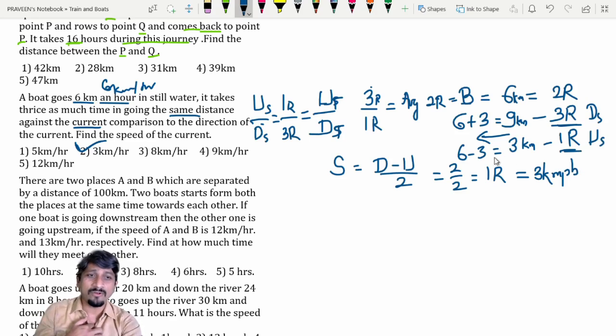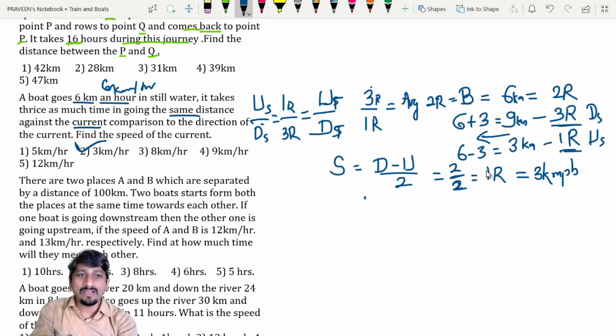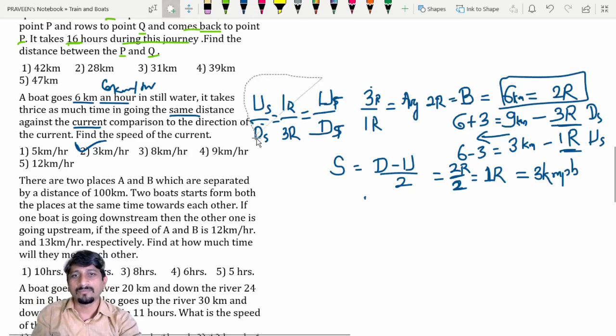So now what you have to understand here is you can find out the speed of the stream also directly. Like you need not have to do this. You know what? It is the half of the difference of downstream speed and upstream speed. So find the difference here. Difference is how much? 2. 2 divided by 2 will be your speed of the stream. So that will be equal to 1 ratio. We are dealing here with ratio only. 6 kilometer is equal to 2 ratio. So 1 ratio is equal to how much? 3 kilometer per hour. Both ways we can solve.